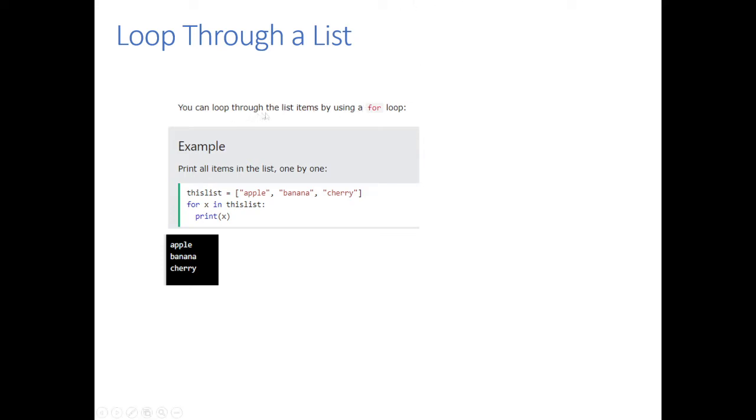You can loop through a list's items by using a for loop. Print all items in the list one by one. Let's say, for example, we have here a list. This list is equal to apple, banana, cherry. So for x in this list, then print x. This will print apple, banana, and cherry. So this is a loop.